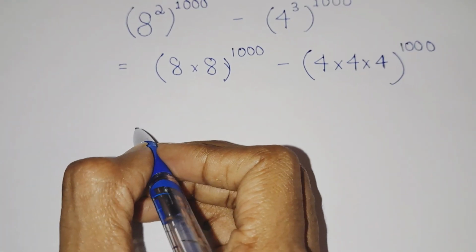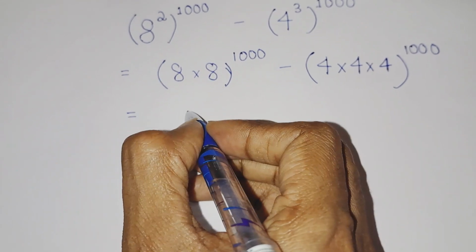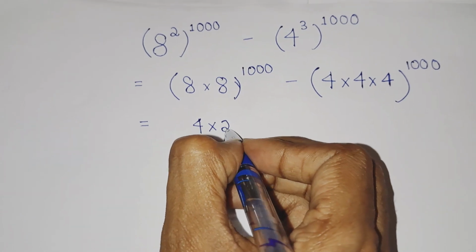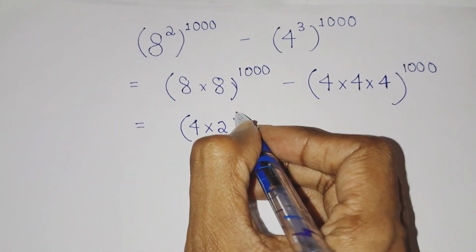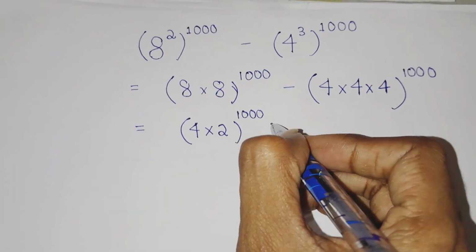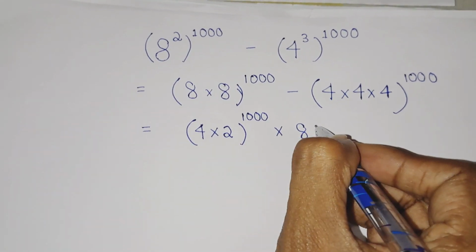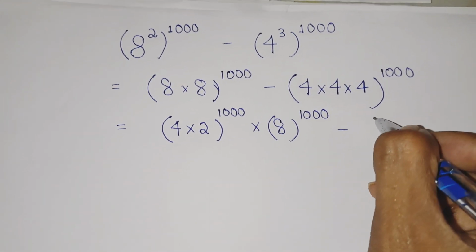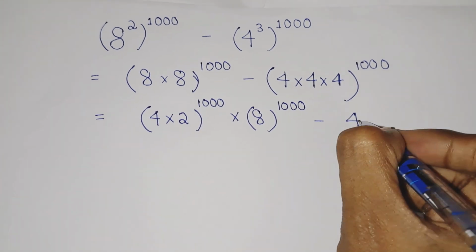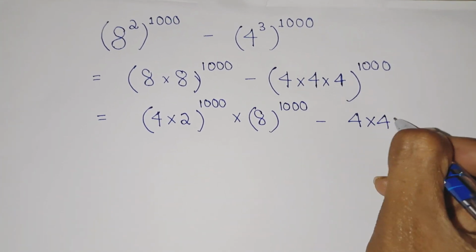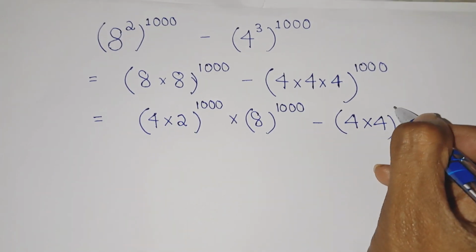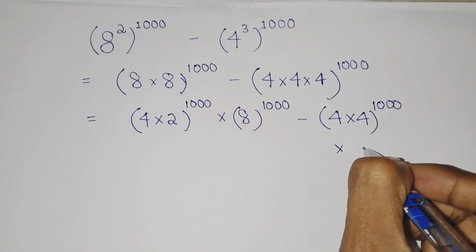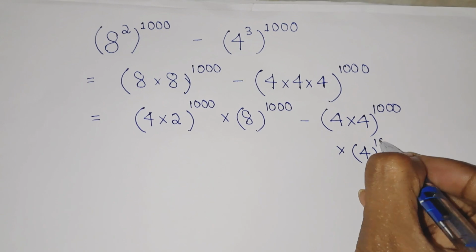Second step, we can simplify it a little bit. We can take 8 as 4 multiplied by 2. So 4 multiplied by 2 to the power 1000, we can separate it, and separately multiply 8 to the power 1000. Now minus, we can take two 4s, that is 4 multiplied by 4 to the power 1000, multiplied by one 4 which we can take separately. Why? Because we have to take something common in the next step. So 4 to the power 1000 as it is.